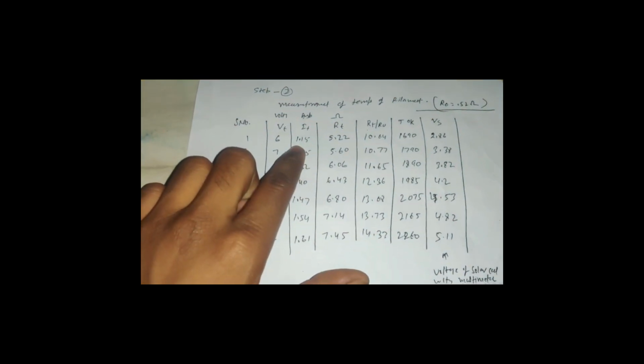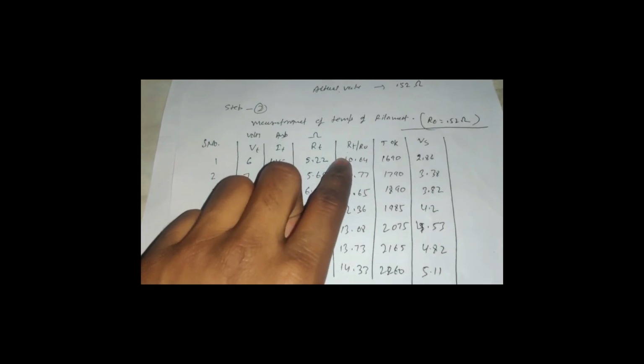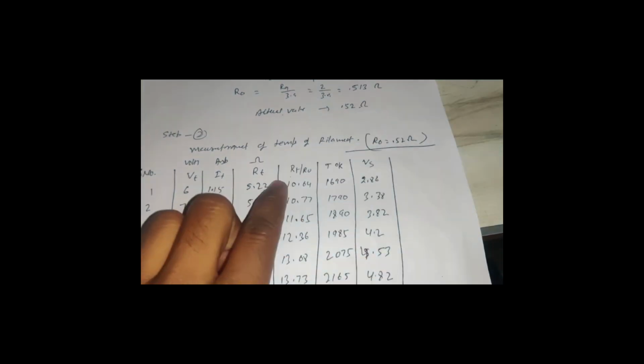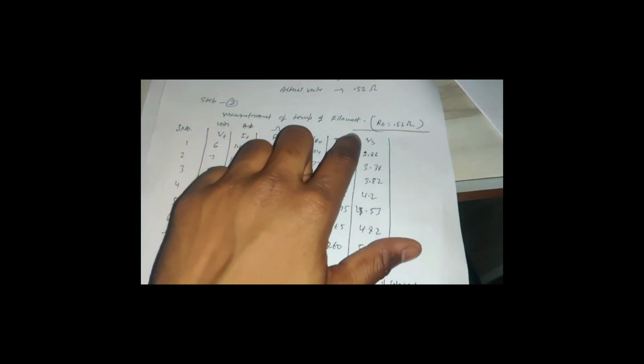So this is the voltage and current, and RT by calculating with the help of VT and IT. So to evaluate RT upon R naught, where R naught is 0.52, these are the values, and with this RT upon R naught relation we will calculate the temperature, and this VS is the voltage of solar cell with multimeter.